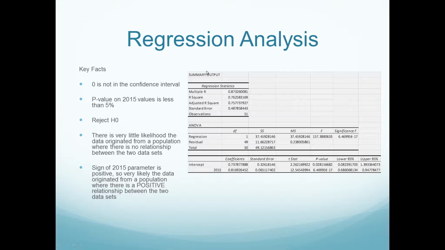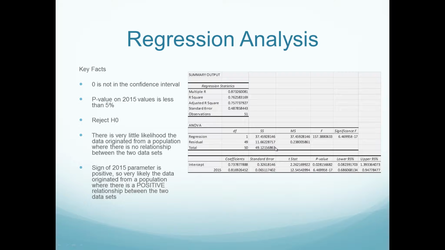So when you run the analysis under Excel, here's the output you get. We want to focus on a few things. Again, here's our R square. That's the 76% I'm talking about. Let's talk about what that 76% means. Basically, if you just went and calculated this, SS means the sum of squares.